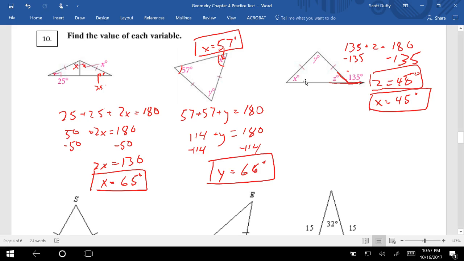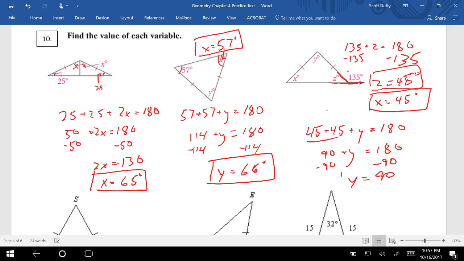And then I just have to find y. So 45, 45, and y equals 180. 45 and 45 is 90. Subtract 90. Y equals 90.